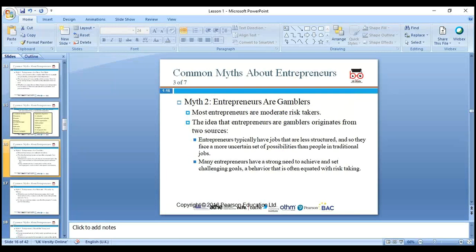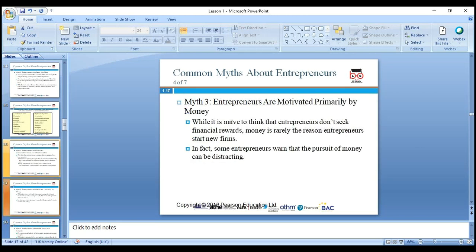Second, entrepreneurs are gamblers. Some authors thought they are gamblers. The idea that entrepreneurs are gamblers originates from two sources. Entrepreneurs typically have jobs that are less structured, so they face a more uncertain set of possibilities than people in traditional jobs. Many entrepreneurs have a strong need for achievement and set challenging goals, behavior that is often equipped with risk taking.